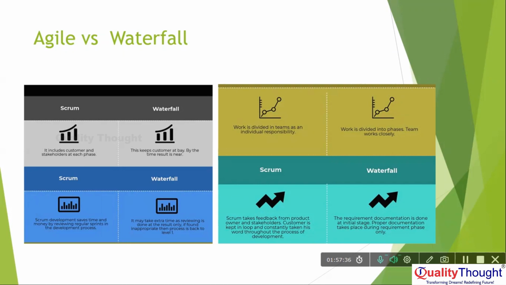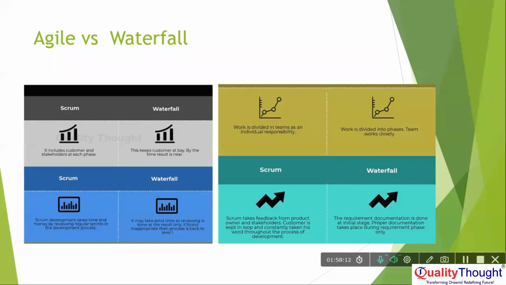Next thing is, Scrum development saves time and money by reviewing regular sprints in the development process. After every 3 weeks, you are giving working software to the customer. Customer will start using it. If he wants any improvements, he will tell you immediately in the next sprint or other sprint, so that it is adaptable to change. Whereas in waterfall model, you are going to deliver it only after 6 months or 1 year. Then accepting change is very difficult.